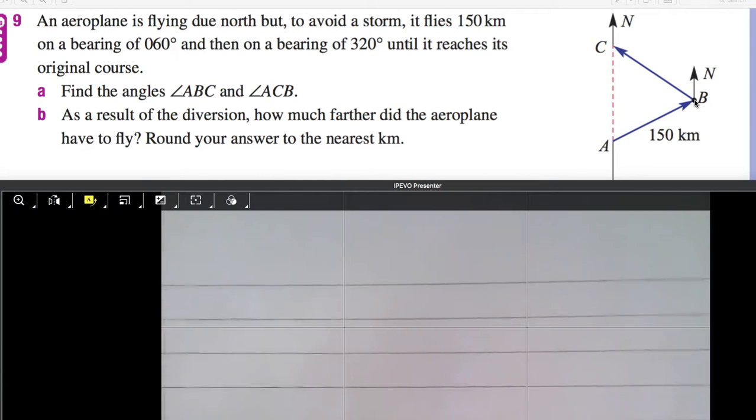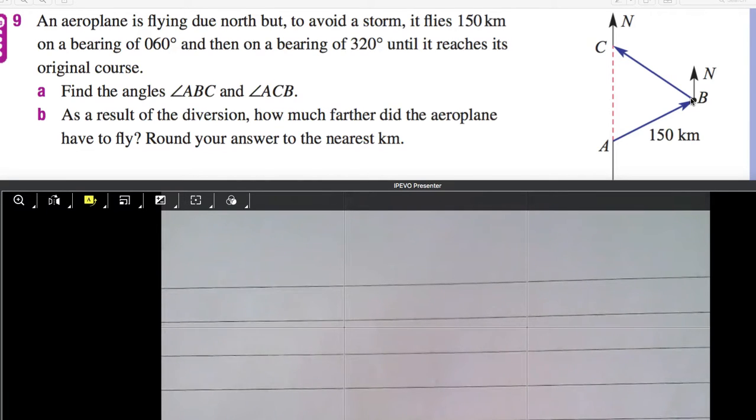He then changes direction and flies on a bearing of 320. Obviously, this angle in here, angle ABC, is not 320. Bearings are measured from north. Notice at B there is another north sign. The bearing is, if you go clockwise, this angle all the way around there is 320.